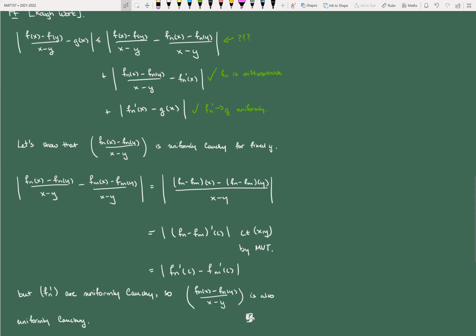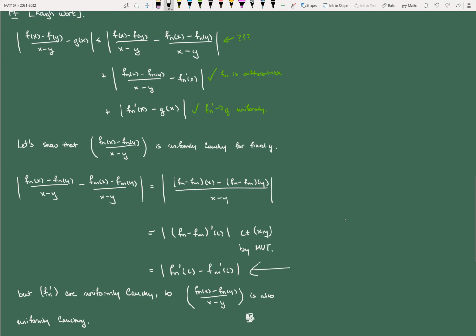And you can see being uniformly Cauchy is very nice here. The uniform is important because that C must occur between X and Y, but it doesn't matter where it occurs because you're uniformly Cauchy, right? So you know that this inequality right here, when you want to make that less than epsilon, it's going to hold for all X's or all Y's or all C's, right? It doesn't matter. It holds for everything.